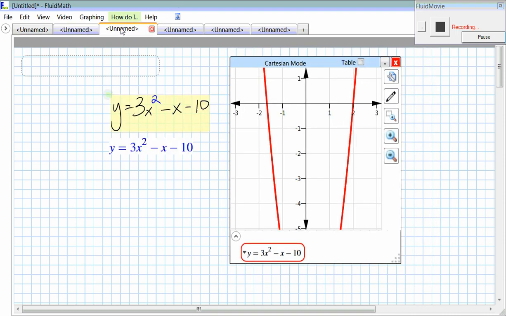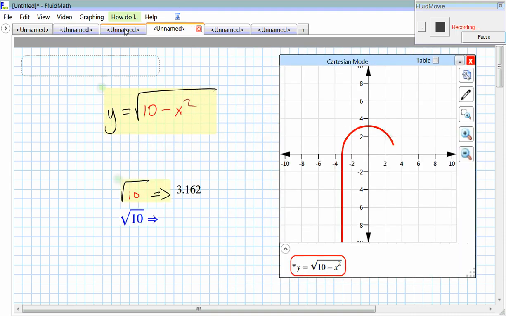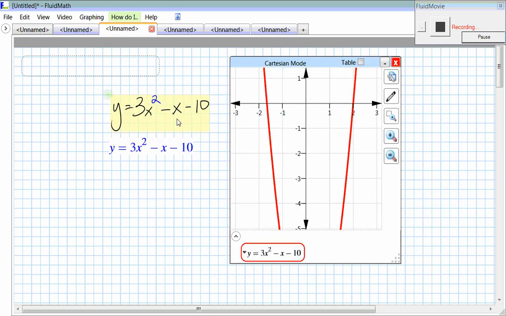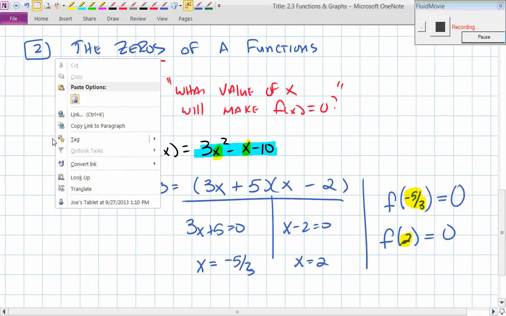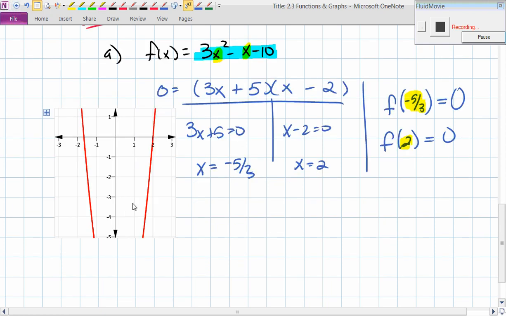So let's examine what this looks like on the graph, and I already have it set up, there it is right there. Check it out. See this one? 3x squared minus x minus 10. So I'll go ahead and copy this and bring it over to our notes. And there it is. So check this out. Do you see that negative 5 thirds right there? And then the 2, there's the 2. Those are also the x-intercepts of the graph.